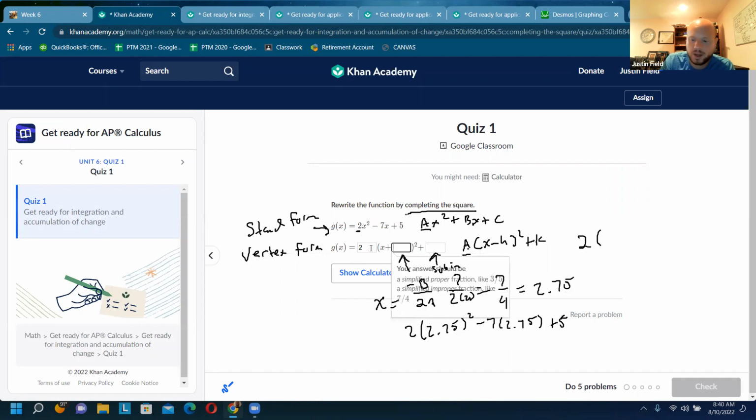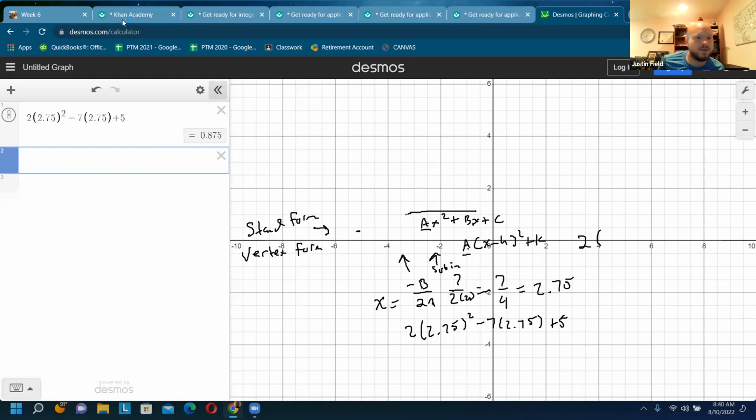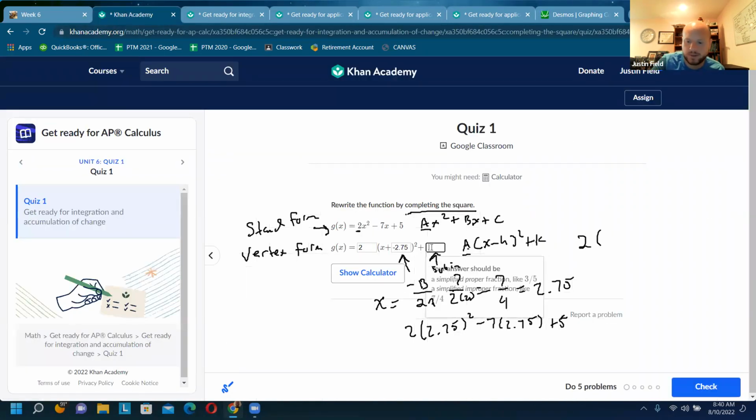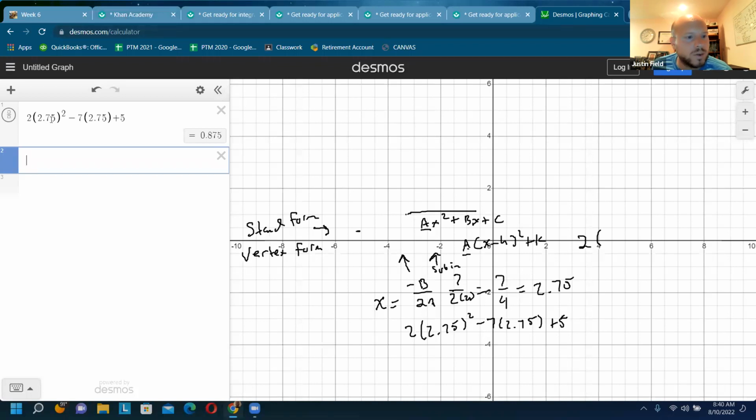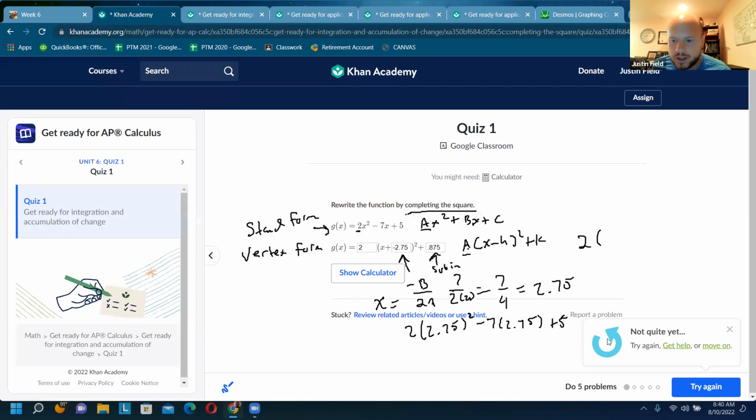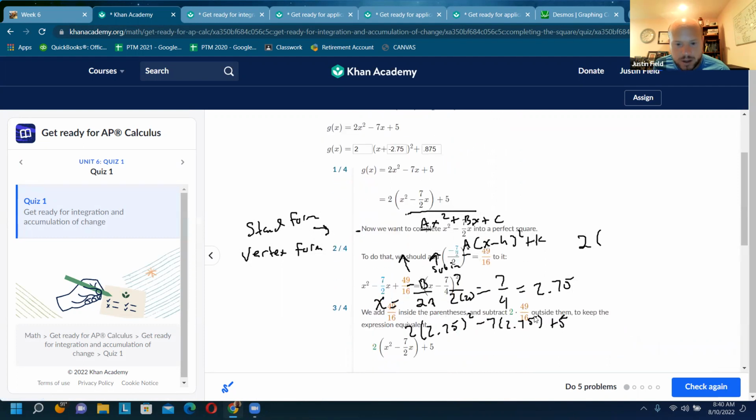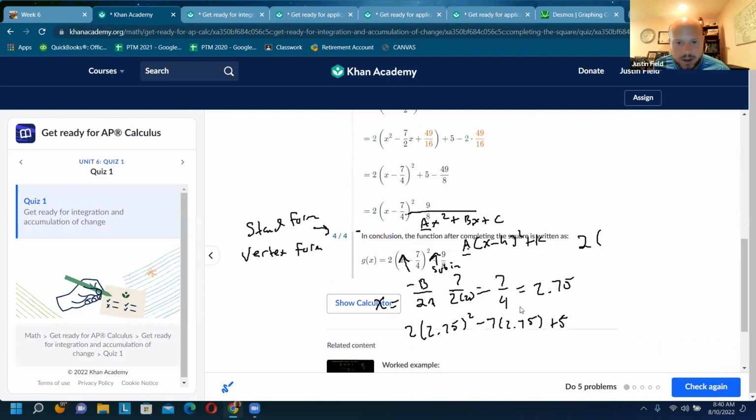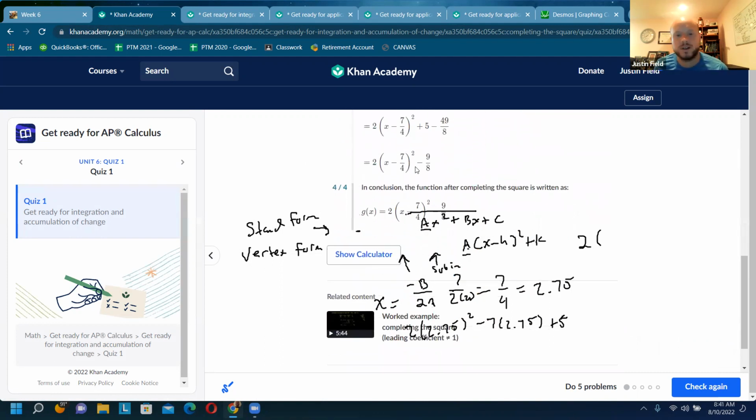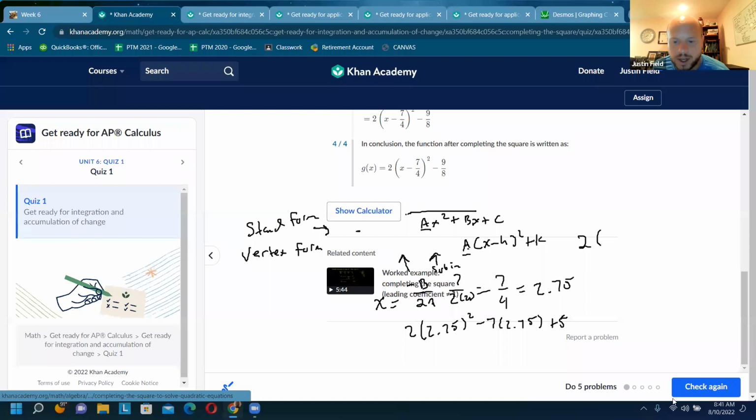Okay. So now we know this is 2. We know this is going to be negative 2.75 because we got to switch that sign. And then 0.875, hopefully. Try again. Now, what did I mess up here? 2 minus 2.75. All right, so let's just click it out here. Let me pause for a second. I'll find my mistake.